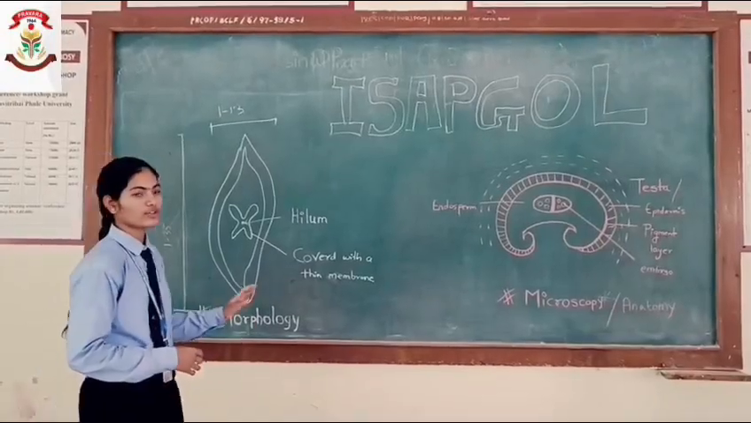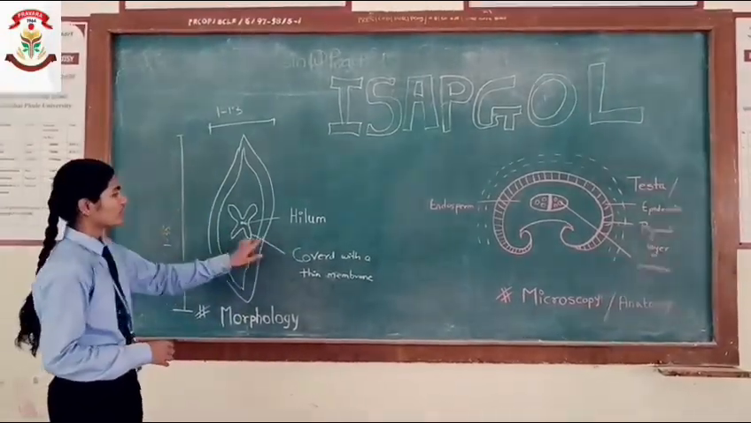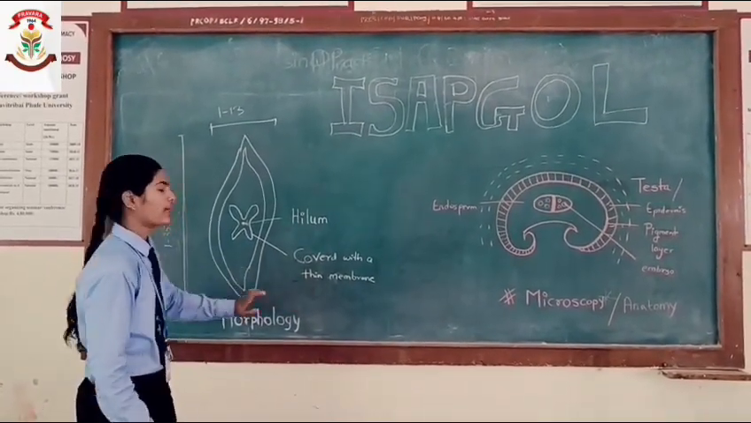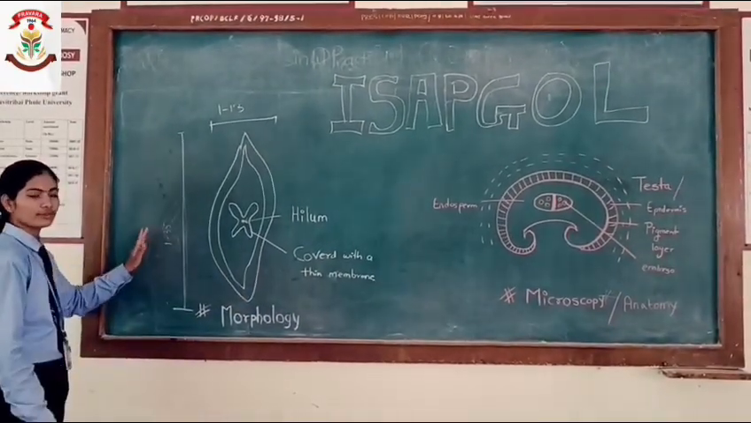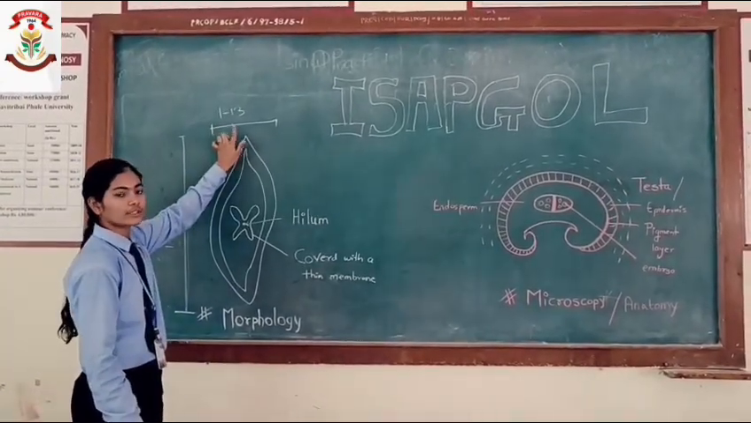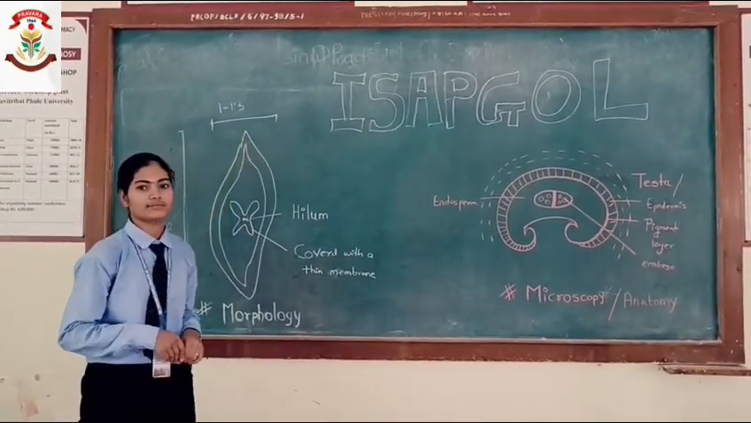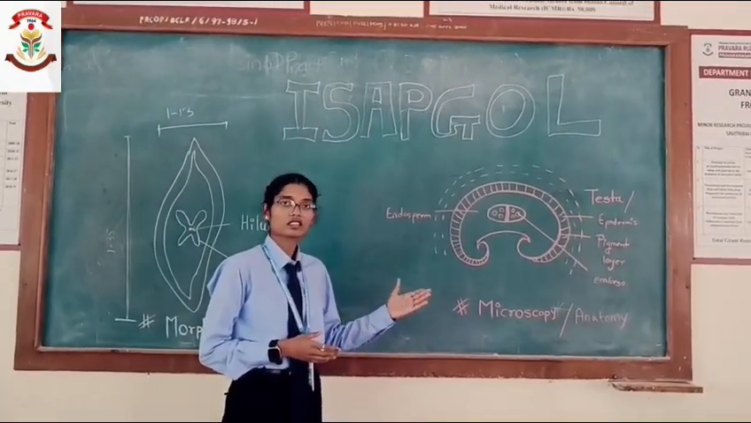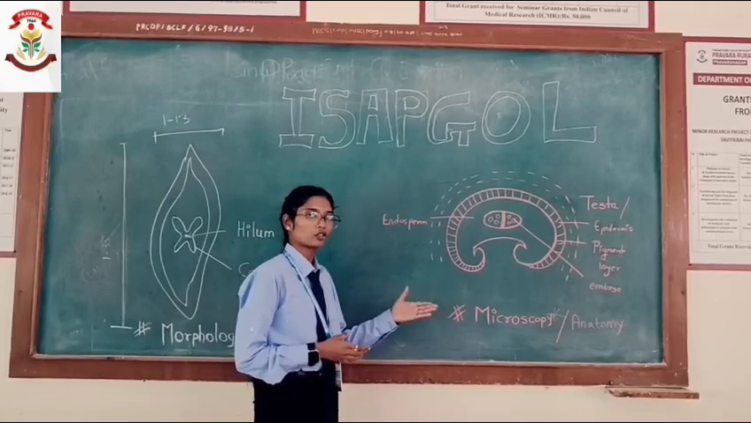I will explain the morphology of the isabgol. It consists of a hilum. It is covered with a thin membrane. Its length is 1 to 3.5 millimeter and width is 1 to 1.3 millimeter. I will explain the anatomy of the isabgol. It is the seed of the plant Plantago ovata.